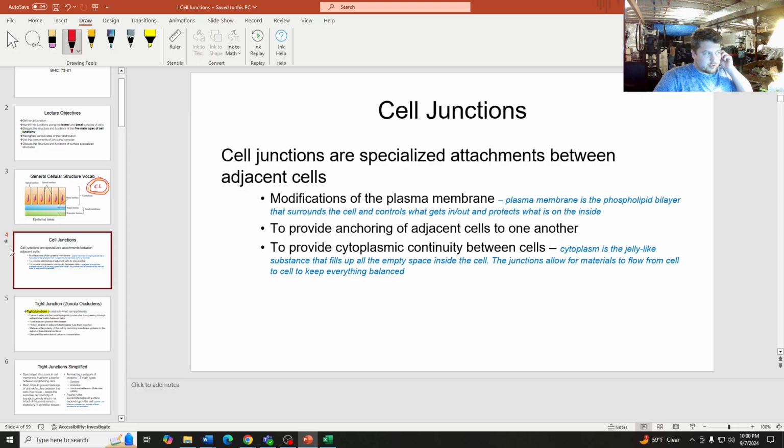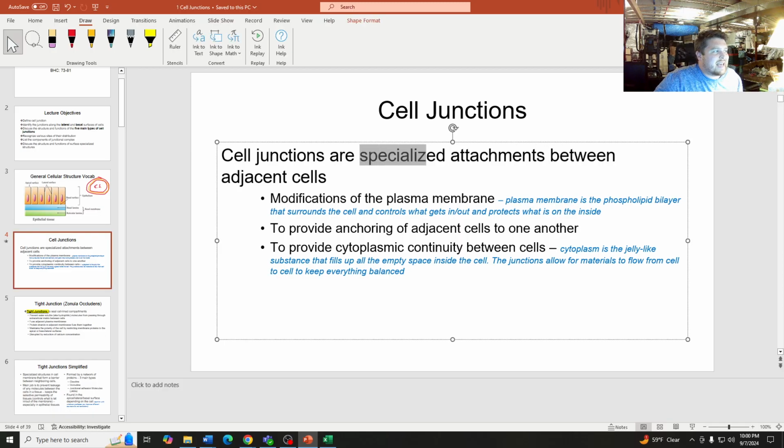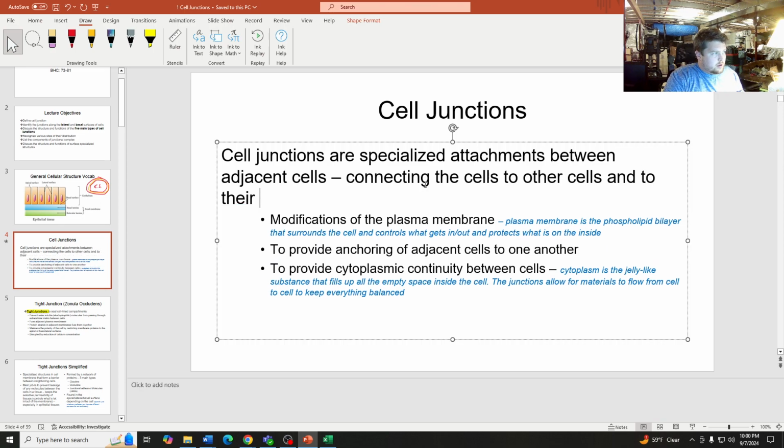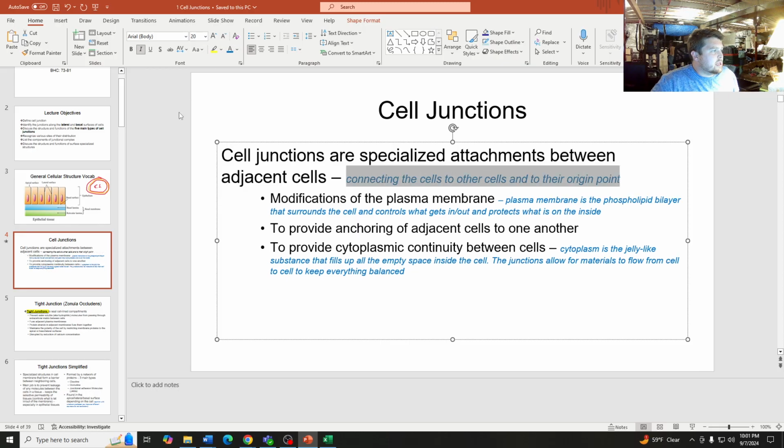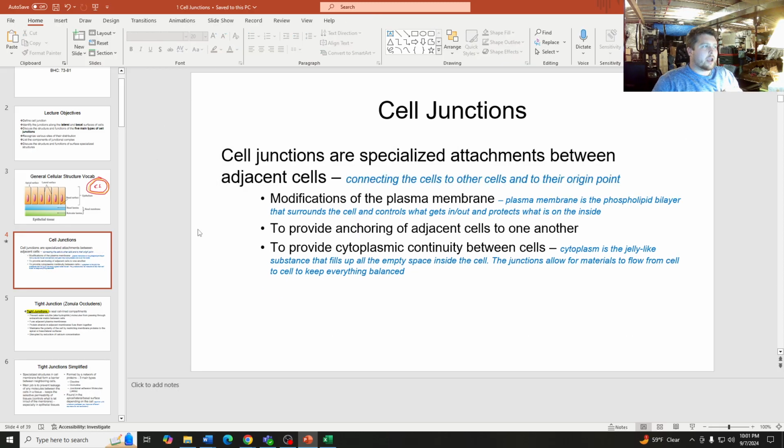Okay, so talking about a cell junction. Cell junctions are specialized attachments between adjacent cells. So this is connecting the cells to other cells and to their origin point. This is how the cells stay where they're supposed to be. We talk about the body being 70% water, right? There's a whole bunch of stuff. If there wasn't something holding all of our cells together, we'd just kind of melt into a pool of jelly. So that is the purpose of cell junctions.